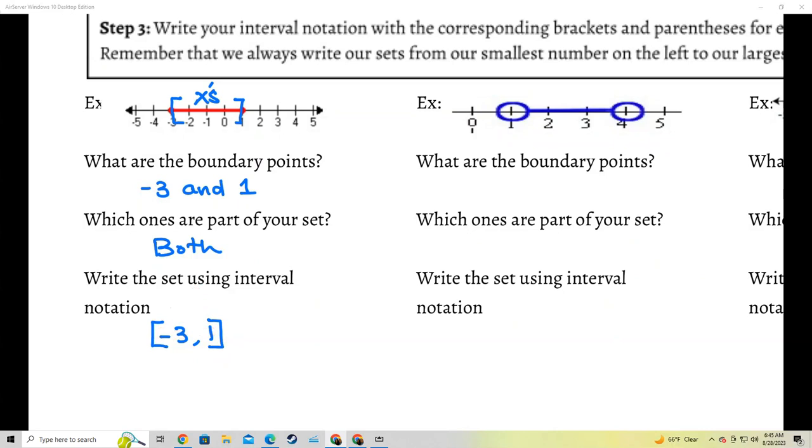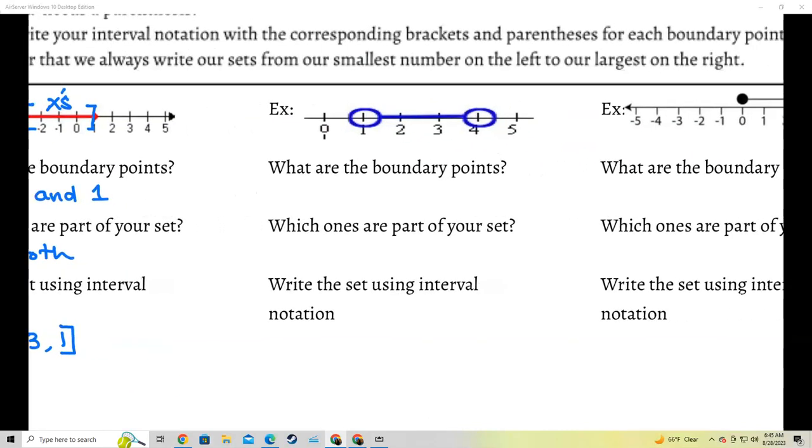-3 works because the bracket's there. 1 works because the bracket's there. Okay, so we're going to include those. All right, on the next one, what are the boundary points?